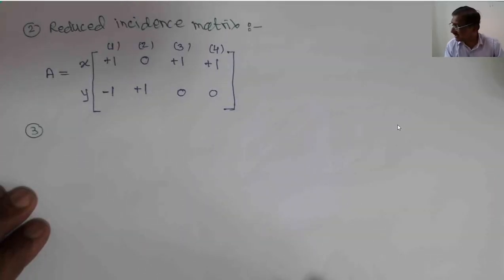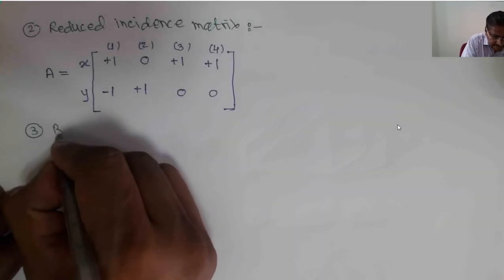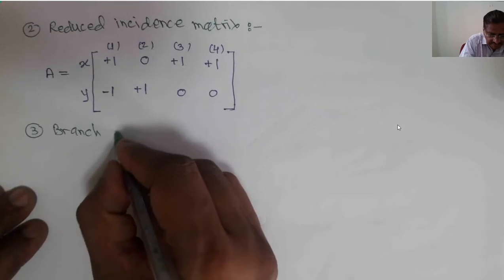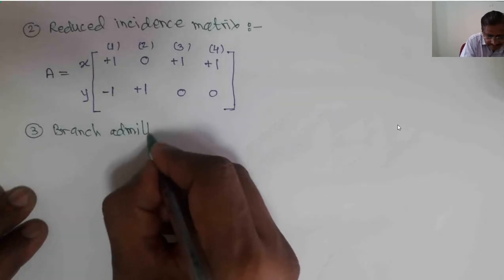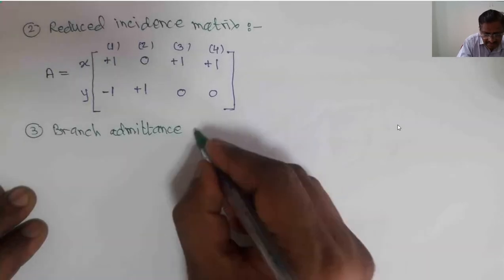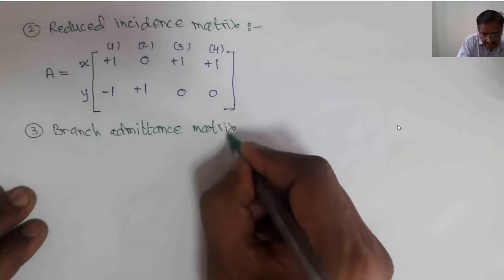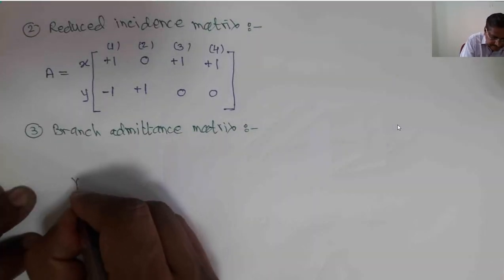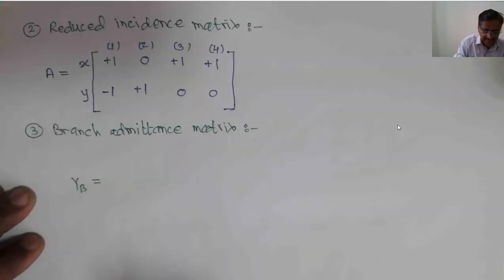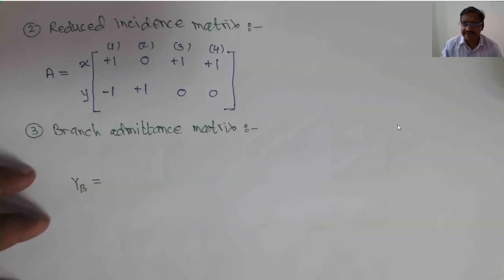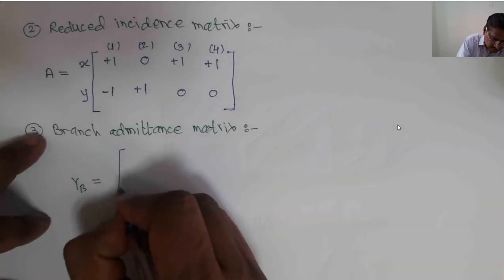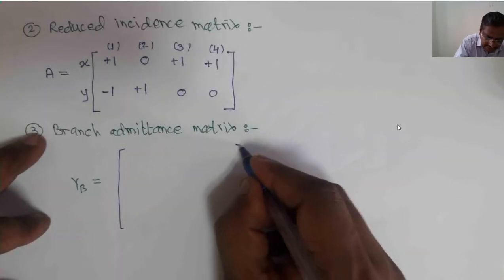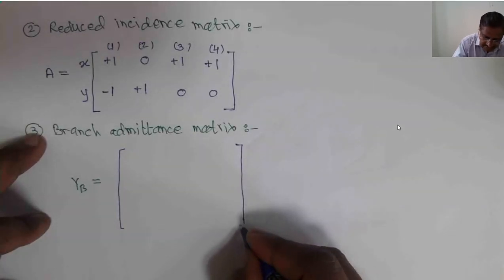In this case, step 3 is the calculation of the branch admittance matrix. In this case, we will prepare the matrix YB of order B into B. B is the number of branches. Here in this case we have the 4 branches. That's why the order of this matrix will be 4 into 4, or 4 by 4, is the order of this particular matrix. Is it right?